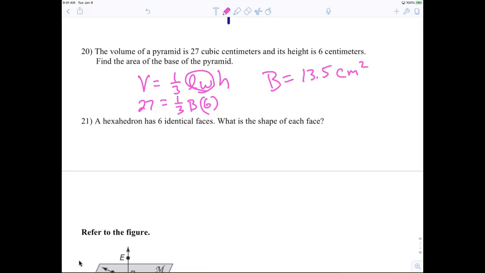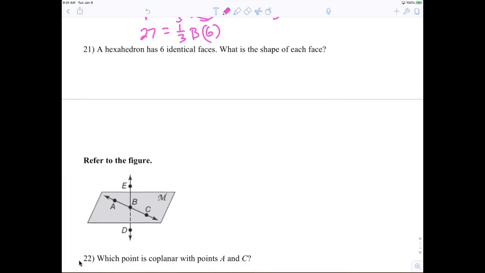Now, why did I divide by 2? Because 1/3 of 6 is what? 2. So 2 times the base has to be what? 27. So that means the base had to have been 13.5. Agreed, guys? All right. Again, I'm going to ask you about formulas. If you don't know the formula, you're allowed to do what? Look it up. All right, look it up.